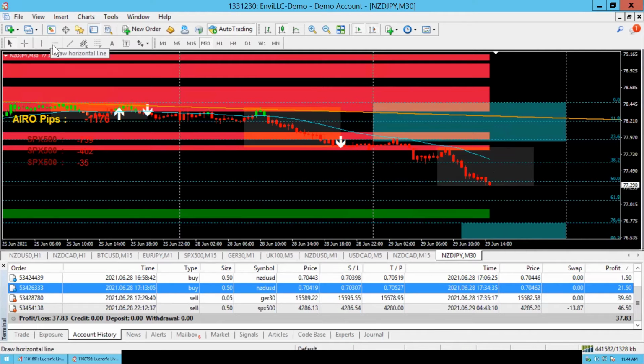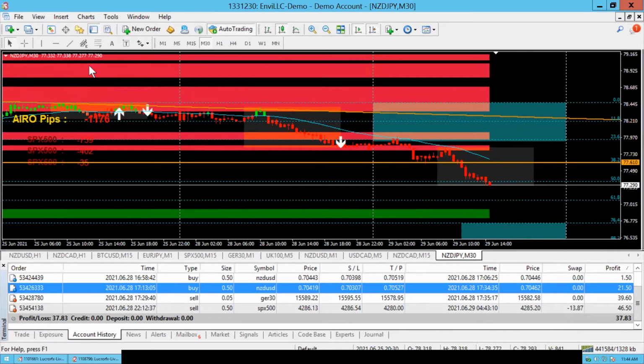So we're going to take this and mark our target zones. This could be right here, so it could be the first one. This could be the middle one. And then over here is the lower one.